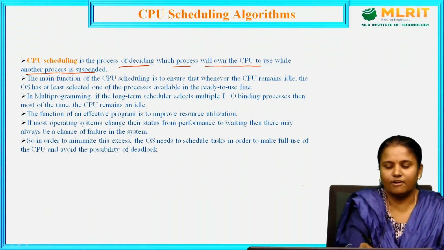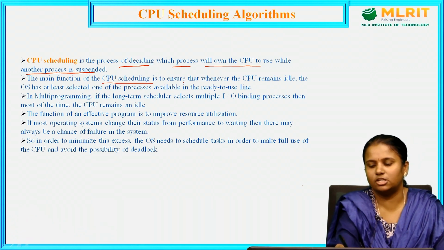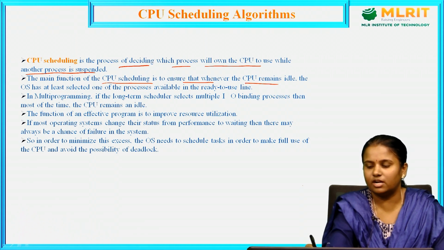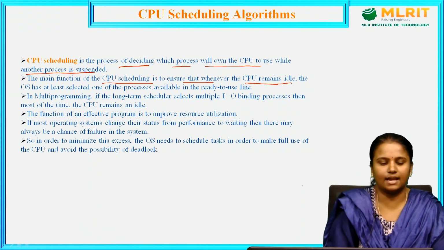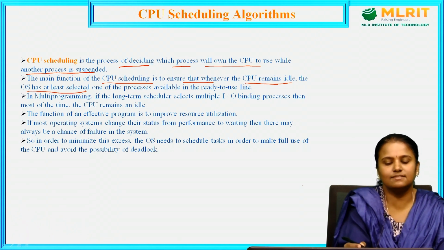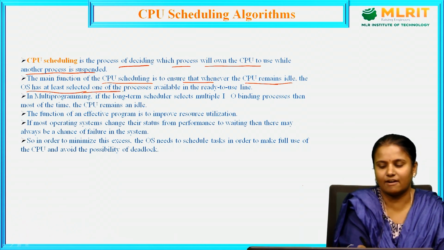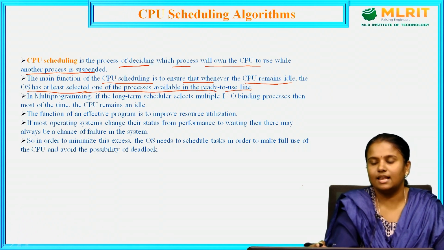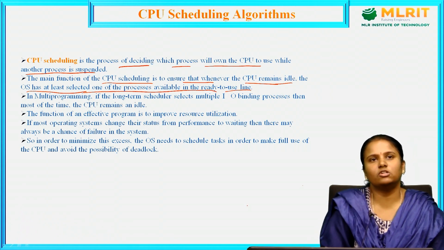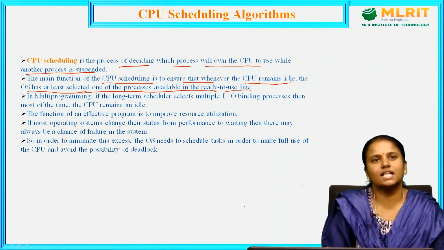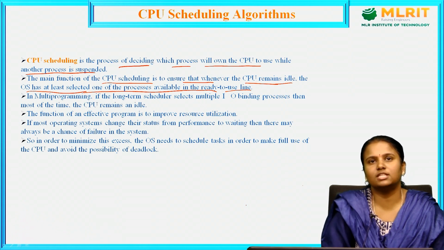Next, the main function of CPU scheduling is to ensure that whenever the CPU remains idle, the OS has selected at least one of the processes available in the ready queue. So here, when the CPU is idle, the OS has at least one of the processes available in the ready queue. That is how this is going to function.